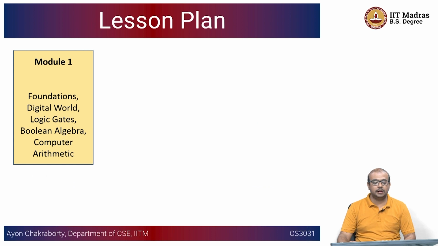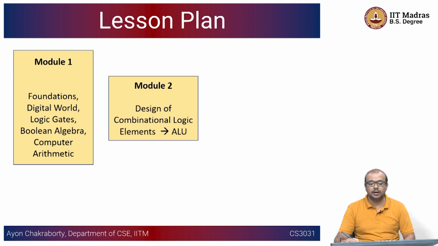So module 1 is going to be the lesson that we are currently having: the abstractions, foundations, what do we mean by digital, why is information represented digitally, what are logic gates, some introduction to Boolean algebra and computer arithmetic. So certain things might not be sequential. We will study Boolean algebra, maybe computer arithmetic is going to come up when we go more into the organization part. So this is about module 1.